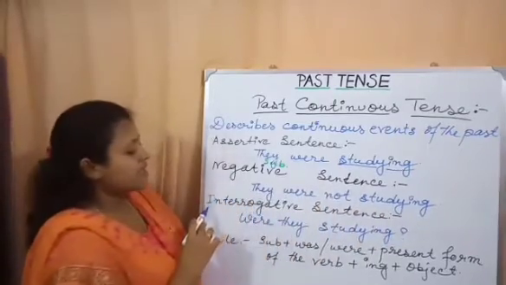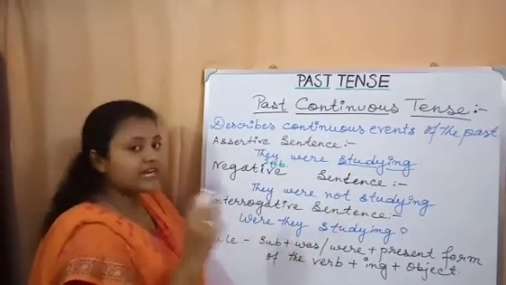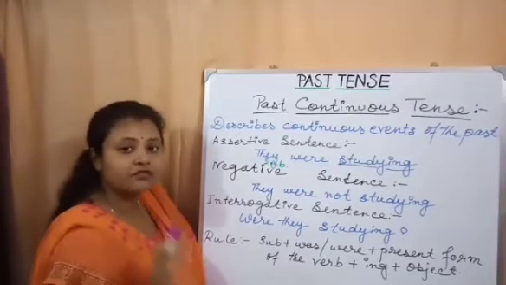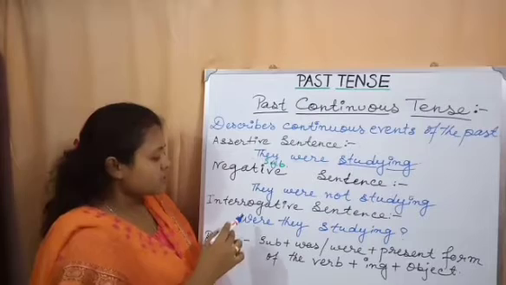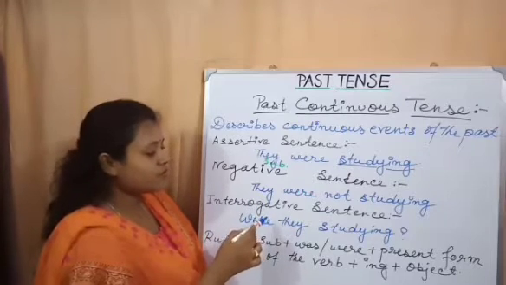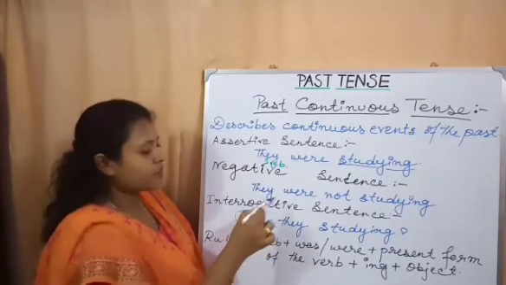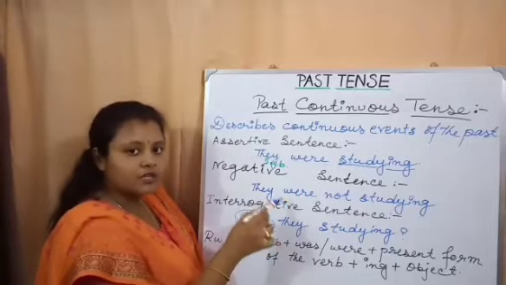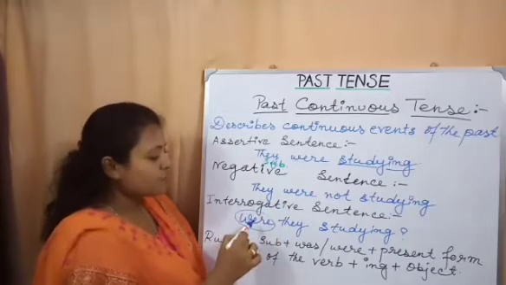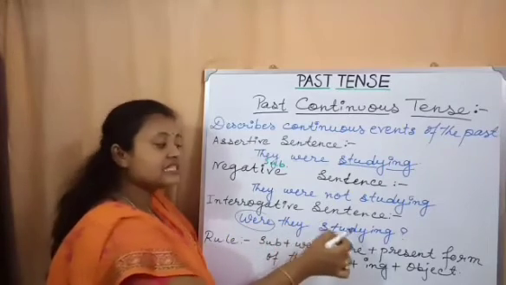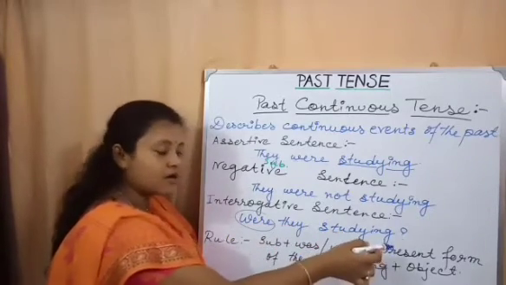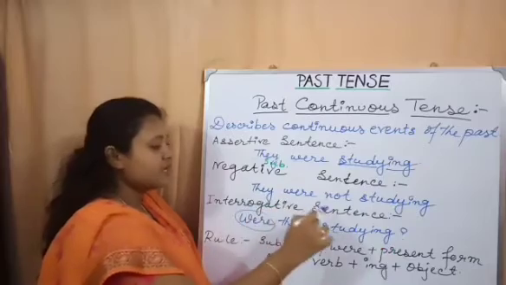Okay. In interrogative sentence, how will you write? At first I told you that you have to start it with the auxiliary verb. So what is the auxiliary verb over here? Were. The auxiliary verb over here is were. So were, and after that the subject will come. Were they studying? Question mark, obviously, because it is an interrogative sentence.